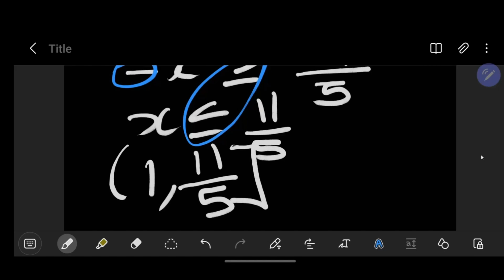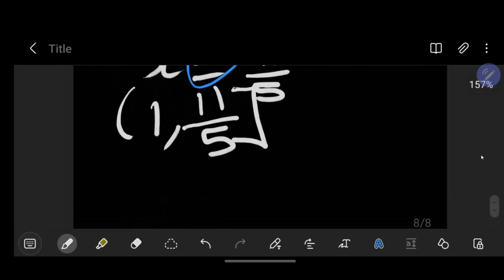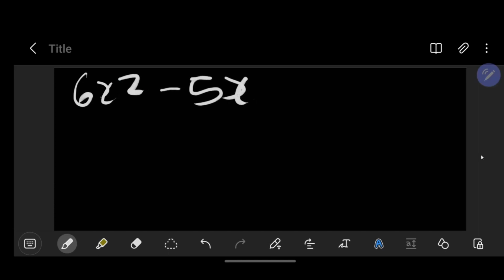Okay. So let's move into our final example. Let's do something a bit more tricky. Let's use a quadratic inequality. So let's say we have 6x squared minus 5x is less than or equal to minus 1. So in order for us to solve this, we need to take the 1 across.